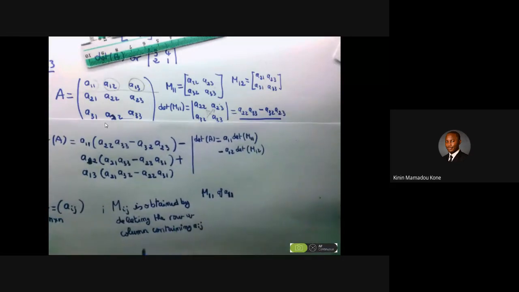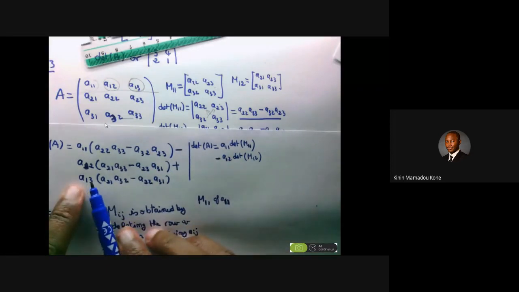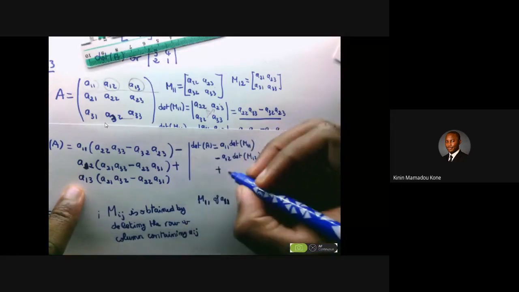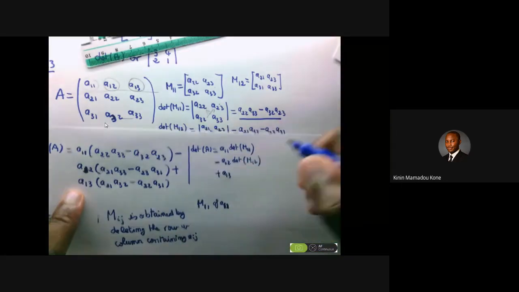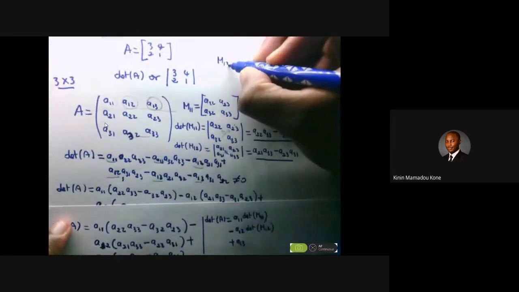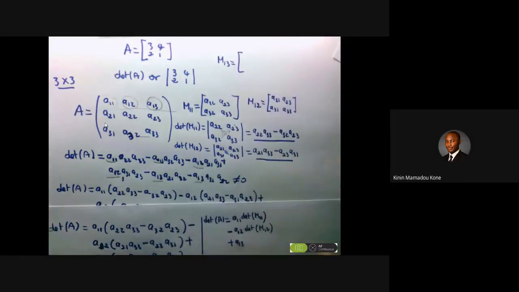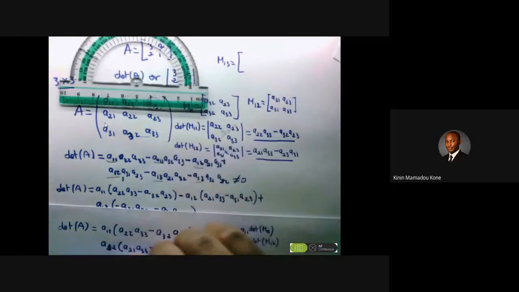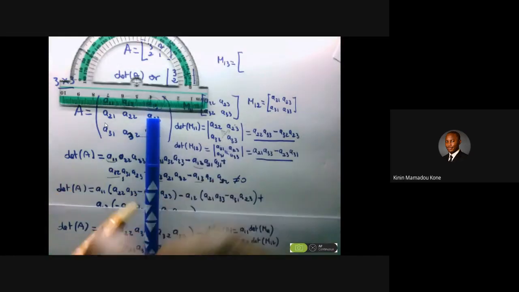And if we were to do the third one, the matrix M13 is obtained by deleting the row and the column containing A13. Let's delete the row and the column of A13, and there's a plus A13. This is the row, this is the column. The matrix that you obtain is this matrix over here, so I'm going to copy the entries into this matrix.